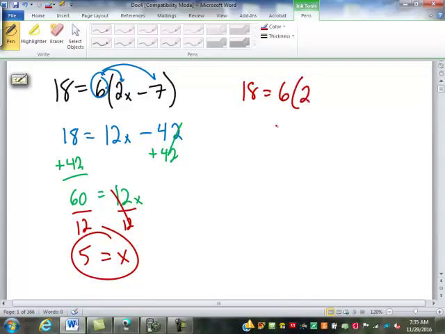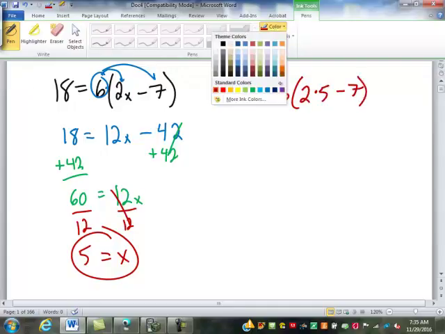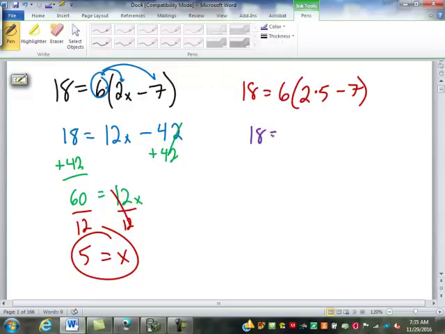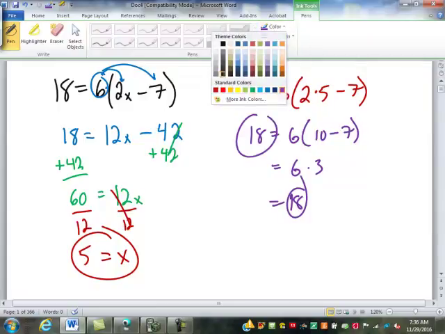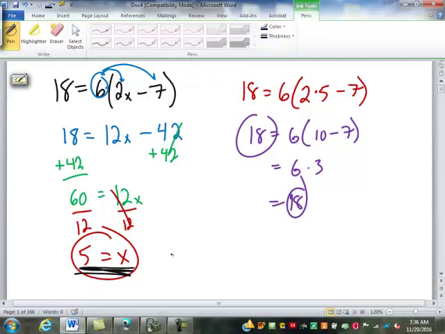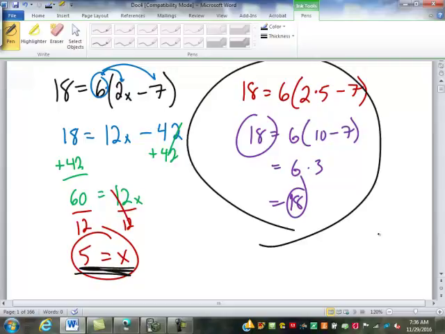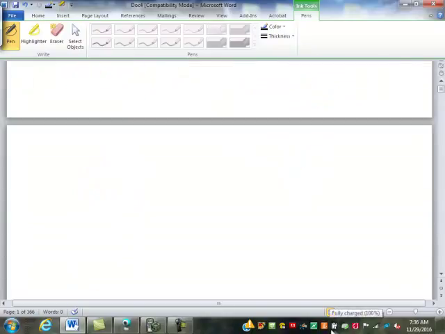And as always, if you wanted to double check, you can go back up here and replace the variable with that number. If 5 equals x, I'm going to come up here and put 2 times 5. 2 times 5 is 10. Minus 7 is 3. 6 times 3 is 18. So the same value, same amount on both sides of the equal sign. So that confirms x equals 5. Now obviously you don't have to go back and double check like this. It just is a good idea to make sure.